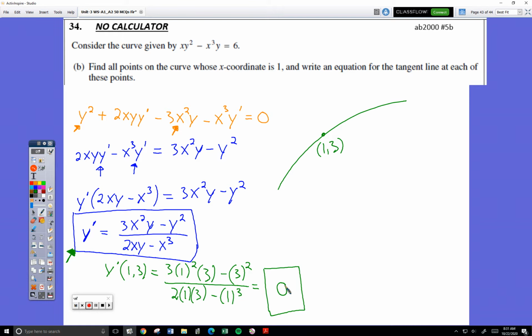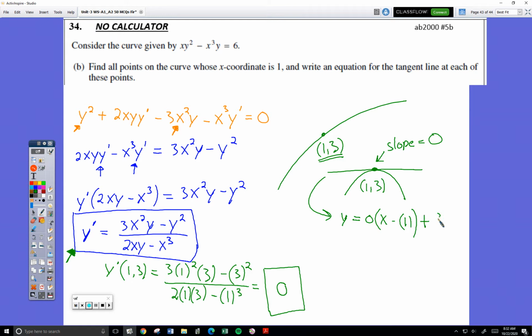That means that at this point, the curve actually has a slope of 0, so my picture is wrong. The curve is doing something like this. The slope at that point is 0. That would be 1, 3. Slope is 0 here. Which means the equation of that line would be y equals 0 times x minus the x coordinate, which is 1, plus the y coordinate, which is 3, which means the equation of that line is simply y equals 3.